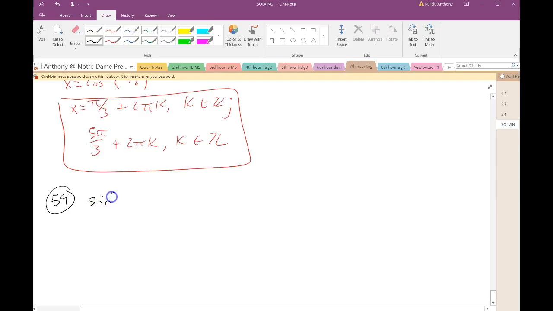59. And again, it says theta's in the problem, but I'm just going to replace them with x's. I hope nobody's confused by that.